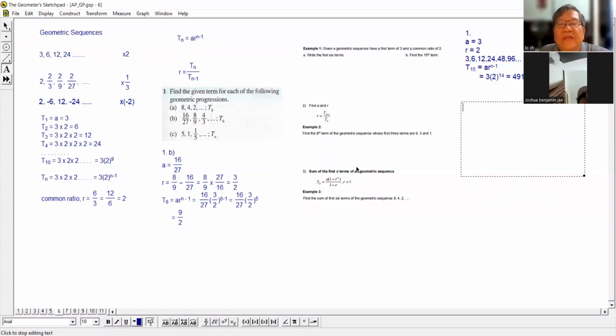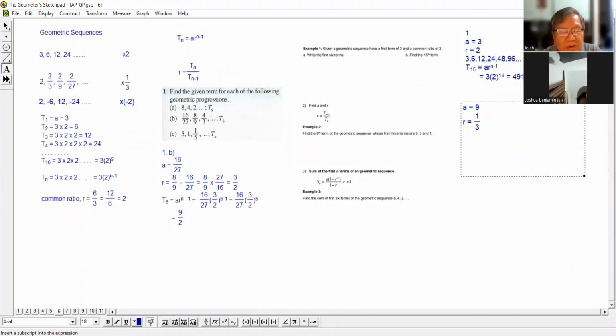Find the eighth term of the geometric sequence whose first three terms are 9, 3, and 1. Can you tell me what type of R this is? 9, 3, 1. Smaller and smaller. So what is the A? 9. What is the R? You already know. 3 over 9 is 1 over 3.